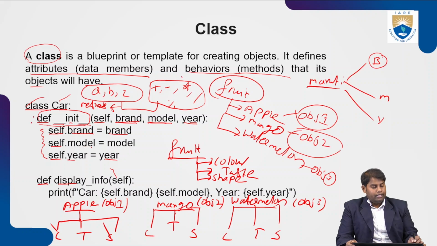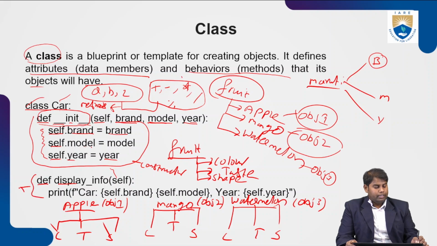Basically this is the set of constructor. So this is the constructor, and this one is the method. Okay, so this is your constructor and this is your method. In the method, we need to display the particular parameters. Let's say here print car, so car brand name, and let's say model name and the year.